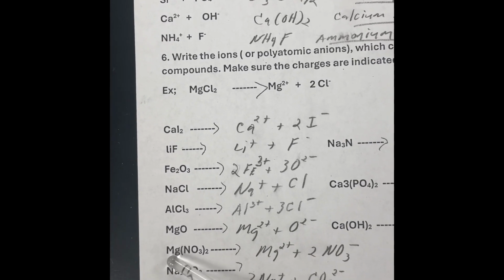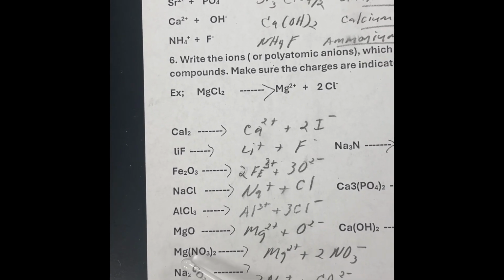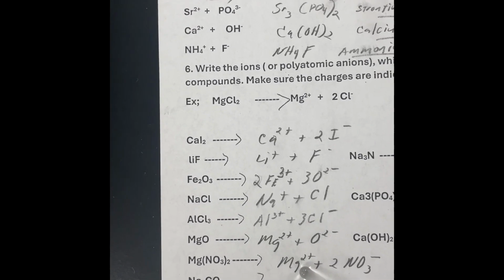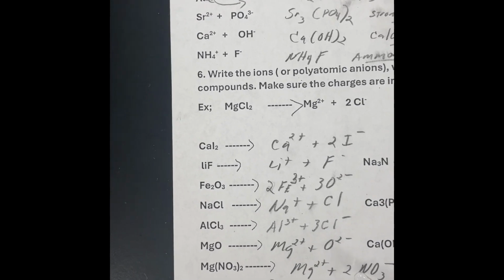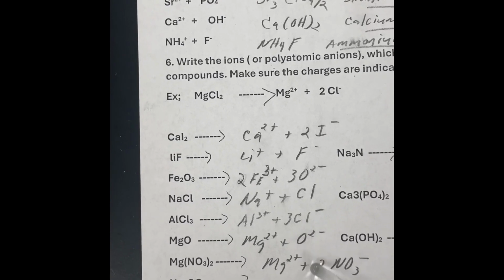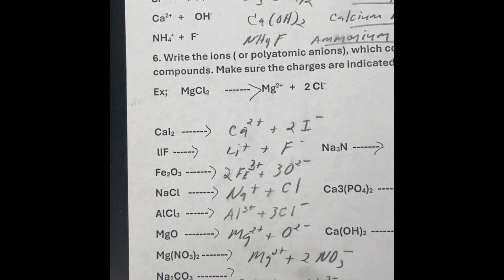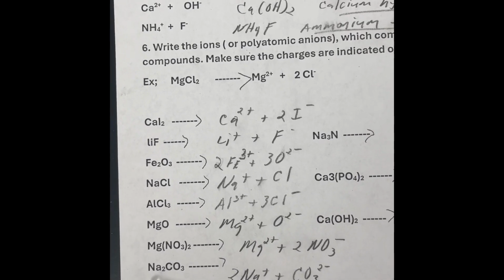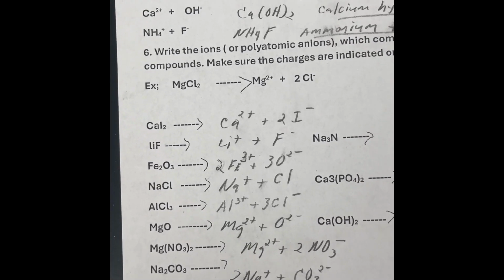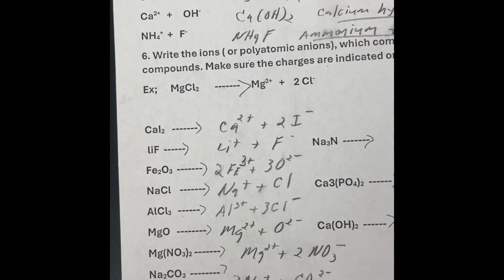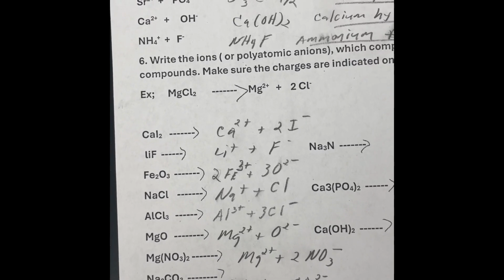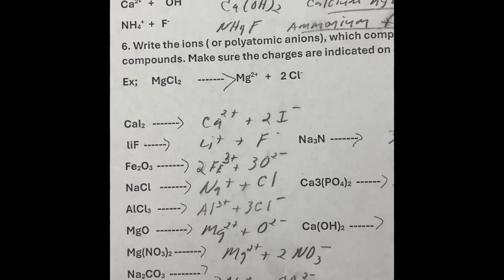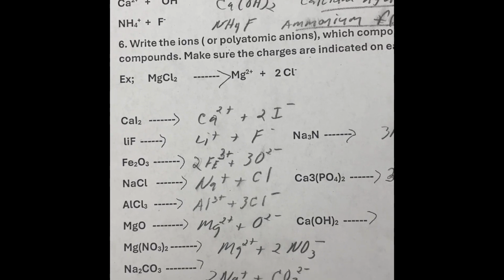Now here we have magnesium nitrate. The magnesium, of course, ionizes into a double positive, and also we'd have 2 nitrate ions released. I know that from there. Here's sodium carbonate, so that ionizes to 2 Na positives, and that ionizes into 1 carbonate.